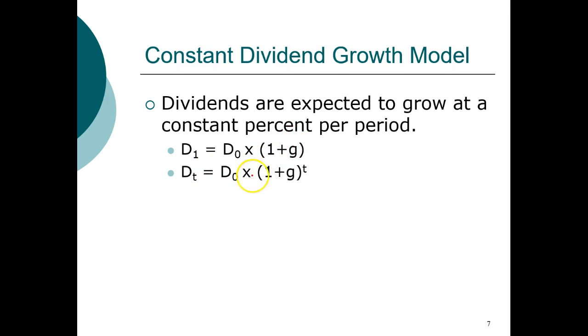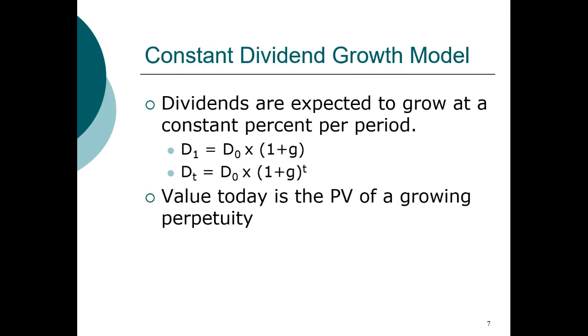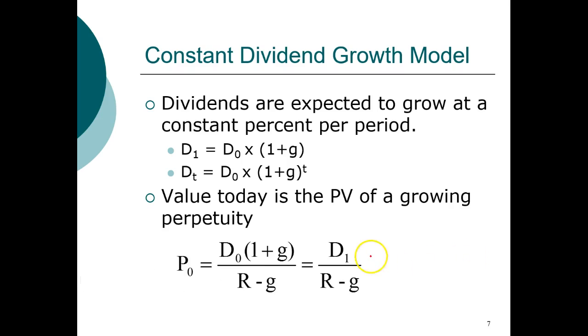We can extend this analogy using the exponential growth or future value formula, so we can find the dividend at any point in time. Dividend in year five will simply be dividend in year zero, growing at the same growth rate for 5 years. And the value of the stock today is the value of a growing perpetuity. Remember that the value of a growing perpetuity today is equal to dividend in year one divided by the required return minus the growth rate. If we don't have dividend in year one, we can still estimate it, because dividend in year one is simply dividend in year zero times one plus the growth rate.